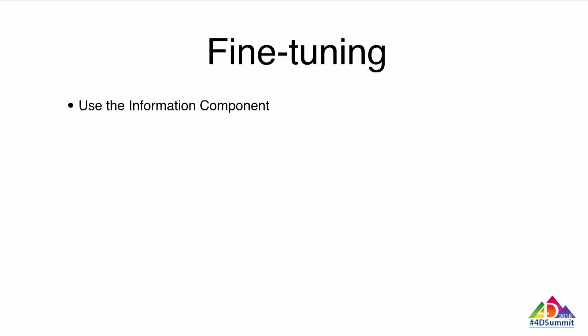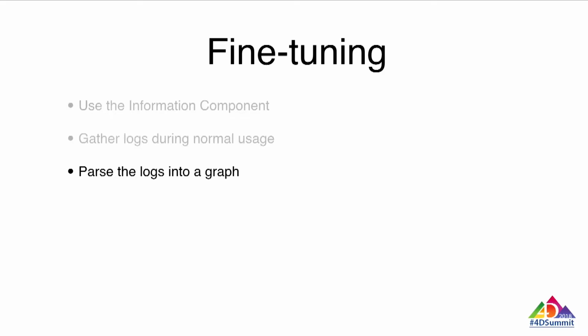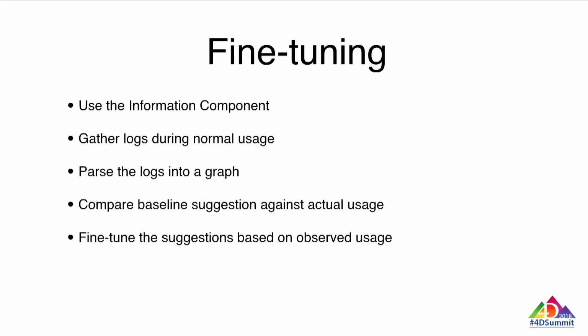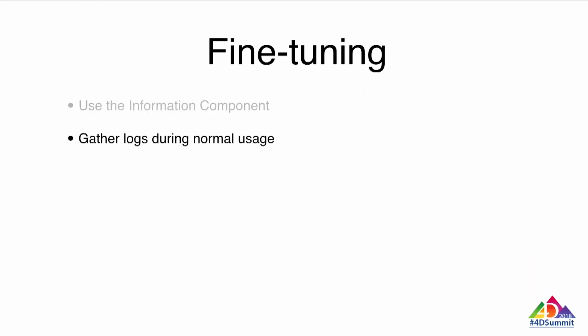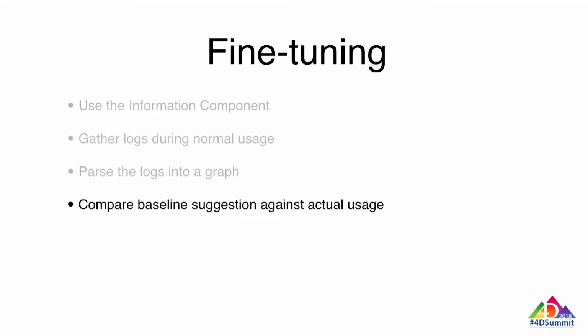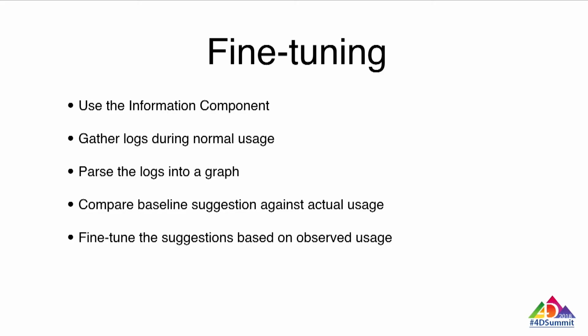And so what do we do to fine-tune? Well, technically, we just use the information component. You could probably roll your own way of gathering these metrics and reviewing them, but I use the information component because it's already built and does the graphs for you and everything. So we install it on the machine, and we gather logs during normal usage. After we've gathered the logs, we parse them into a graph. Then we compare the baseline suggestion against the actual usage, and we fine-tune the suggestions based on the observed usage.